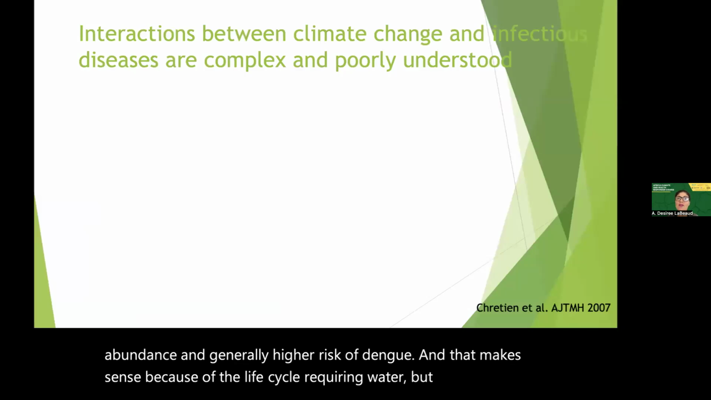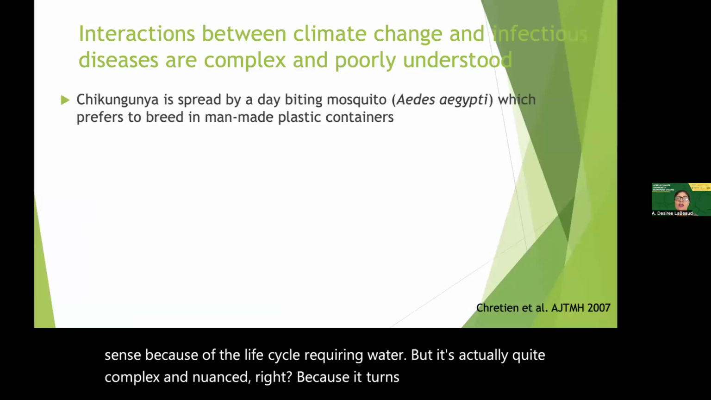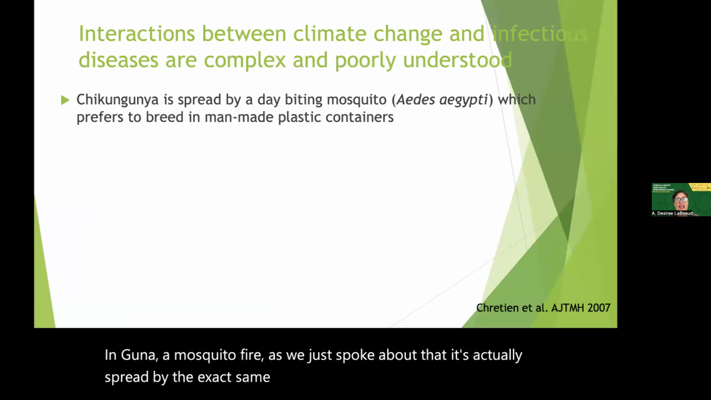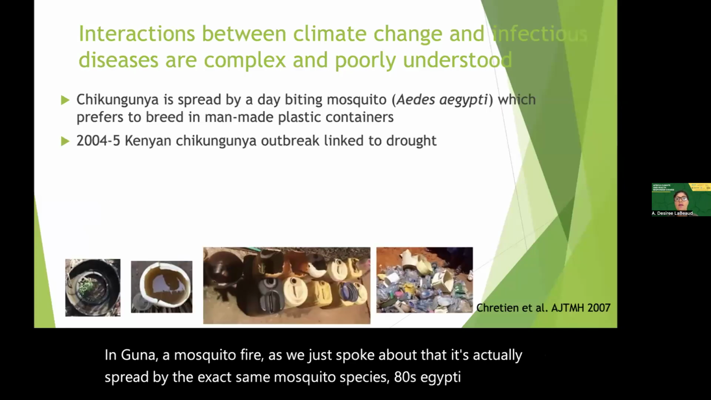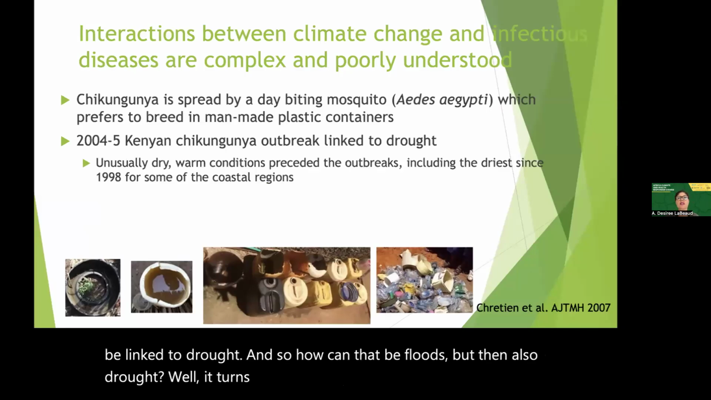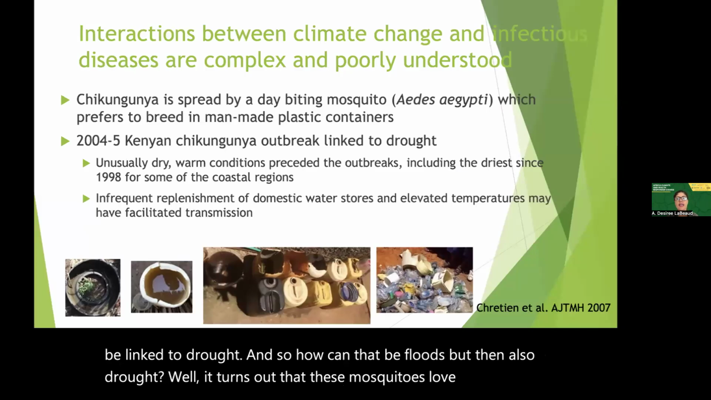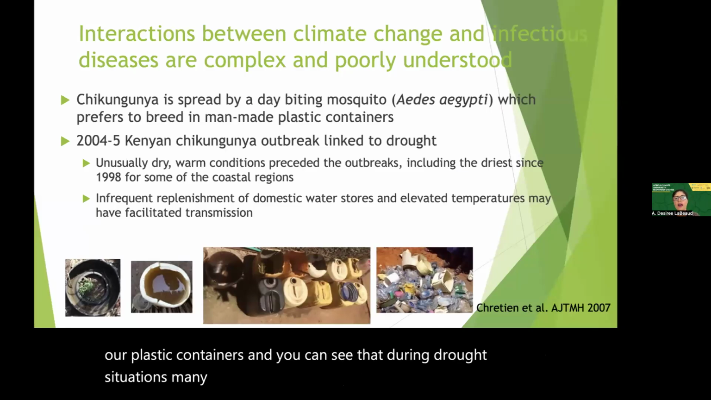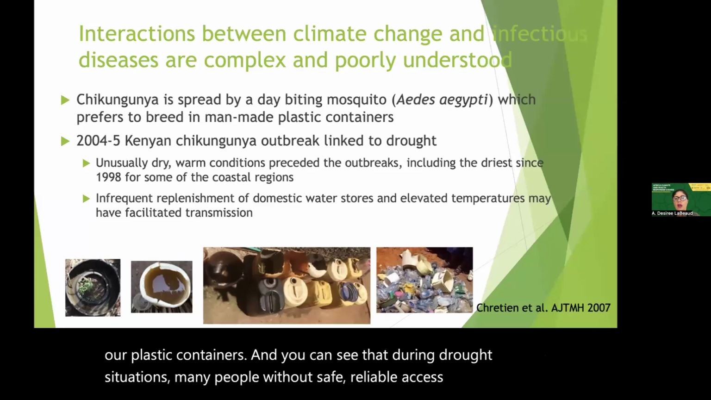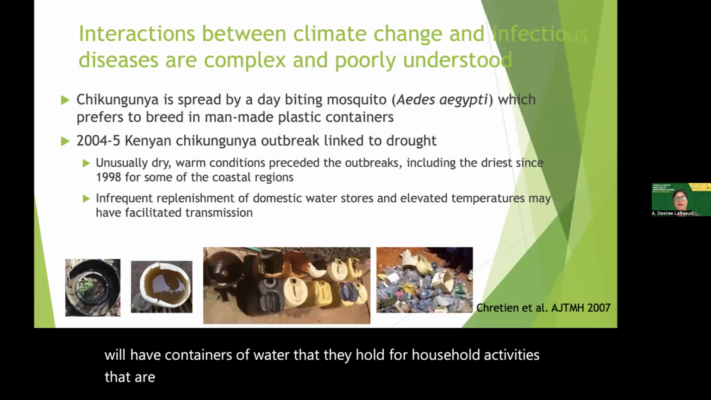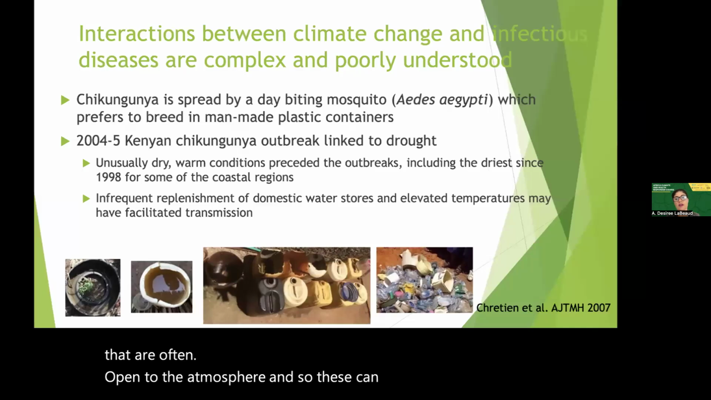But it's actually quite complex and nuanced, right? Because it turns out that chikungunya, a mosquito virus, as we just spoke about, that it's actually spread by the exact same mosquito species, Aedes aegypti, can actually be linked to drought. And so how can that be? Floods, but then also drought. Well, it turns out that these mosquitoes love to breed in our plastic containers. And you can see that during drought situations, many people without safe, reliable access to clean water will have containers of water that they hold for household activities that are often open to the atmosphere. And so these can become breeding grounds for mosquitoes.